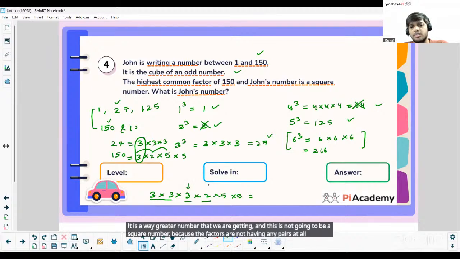Look at this. This 3 is alone. And also we have this 2, which is alone present here in the entire multiplication. That is why this cannot be a squared number at all.